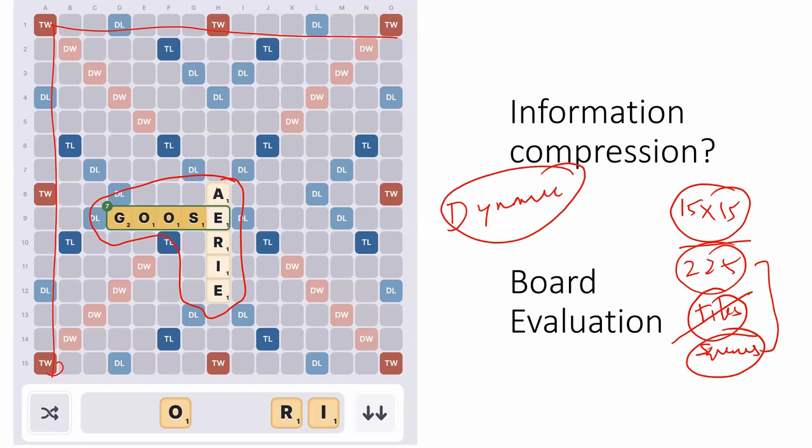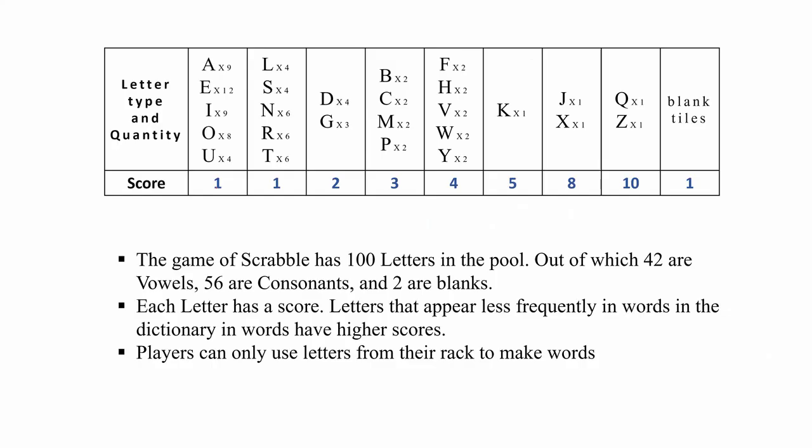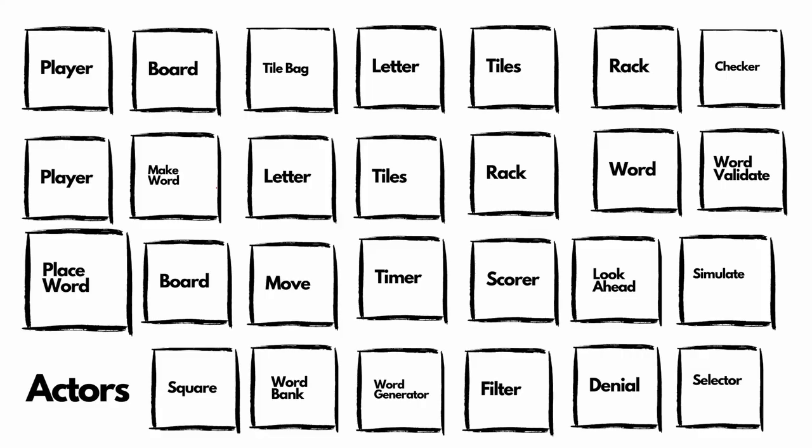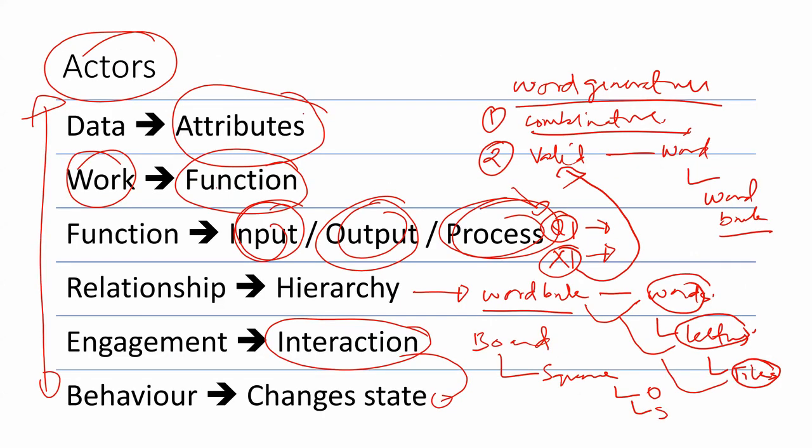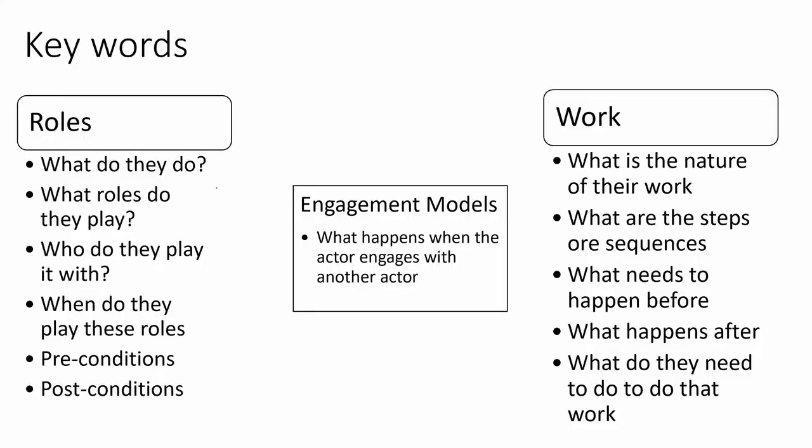हम किस फ्रेमवर्क को फॉलो करें? हम एनालिसिस के फ्रेमवर्क को फॉलो करें, राइट? सो आपका एनालिसिस फ्रेमवर्क क्या कहता है? वो कहता है कि जी मुझे आप स्टोरीज सुनाएं. स्टोरीज कैसे सुनाएं? बाय आइडेंटिफाइंग एक्टर्स, their attributes, their function, their relationships, their hierarchy, their engagement and their behavior. हम इस फ्रेमवर्क को इस्तेमाल करें. इस फ्रेमवर्क को इस्तेमाल करके क्या करें? इस फ्रेमवर्क को इस्तेमाल करके हम बोर्ड को एनालाइज करें, हम बोर्ड की स्टेट को एनालाइज करें.